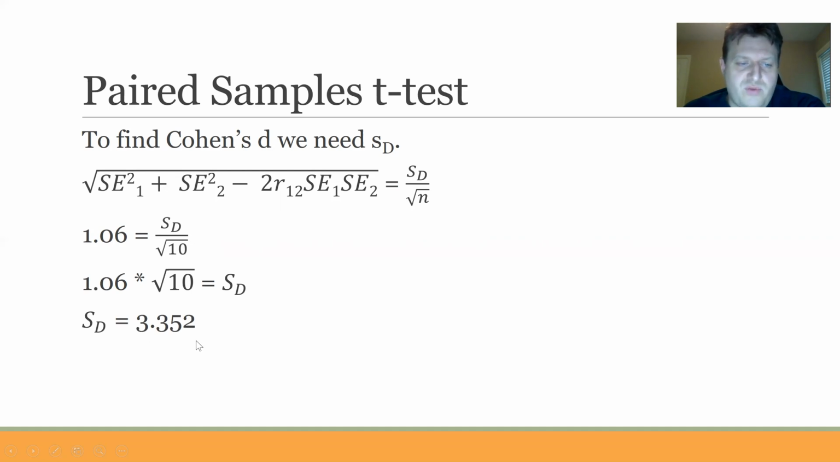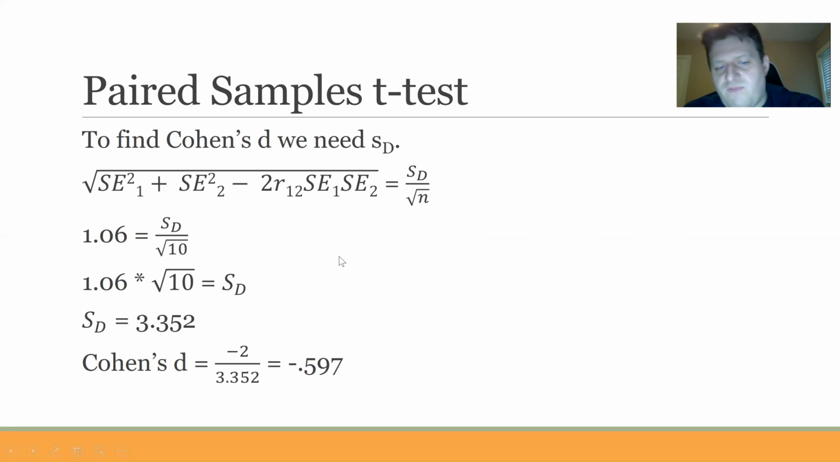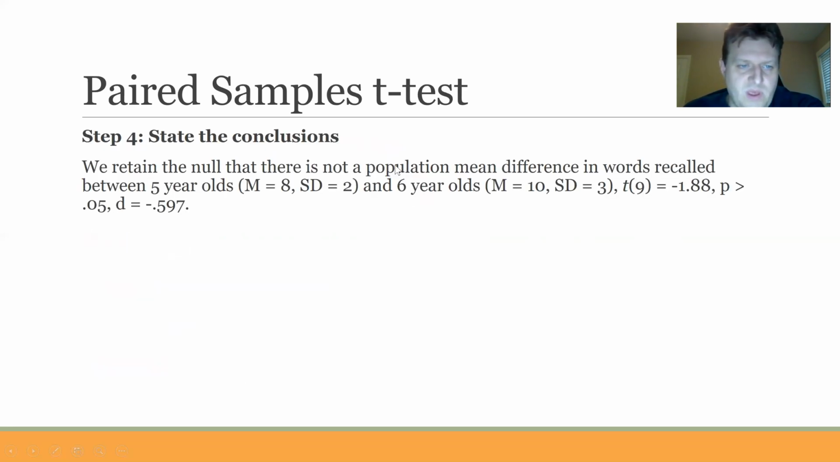So to get Cohen's d, I'm going to take 8 minus 10, the means of my two conditions, and divide it by the standard deviation of the different scores, which ends up being 3.352. So I have a Cohen's d of negative 0.597. All right. So let's have a step 4.